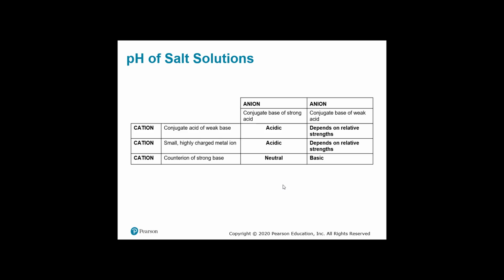So let's take a look at pH of salt solutions. We have a cation. It's a conjugate acid of a weak base. We have an anion. Anion depends on relative strength. Cation, small, highly charged metal ion, is going to be acidic. The anion depends on relative strengths. Cation, counter ion of a strong base, is neutral, and the anion is basic. So basically, these we know, if you have this, it's acidic. If you have this, it's going to be acidic. And if you have this, it's going to be acidic, because the conjugate base of a strong acid is not going to affect it the way that the cation will. And then when we look at the anion here, a conjugate base of a weak acid, this is where we'd have to look at the Kb's to the Kas to determine what's going to happen here on this one.